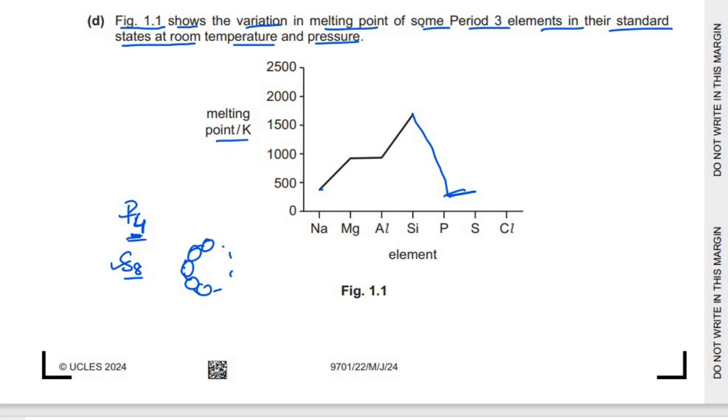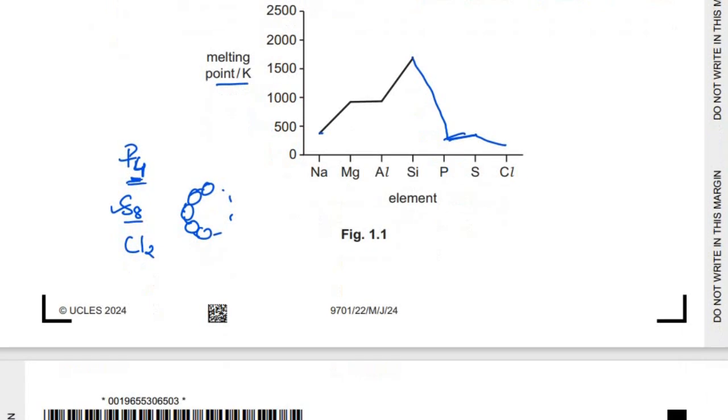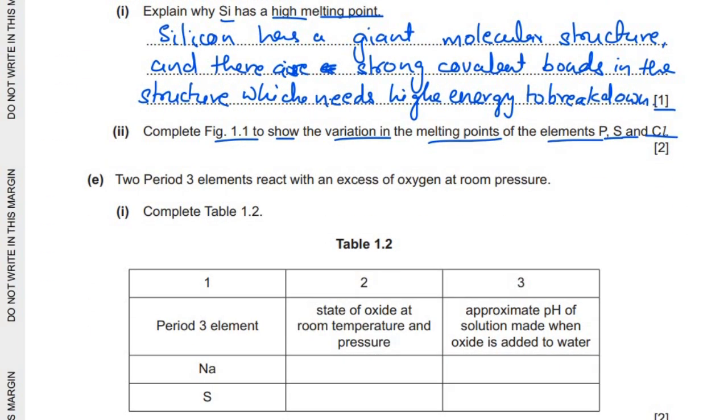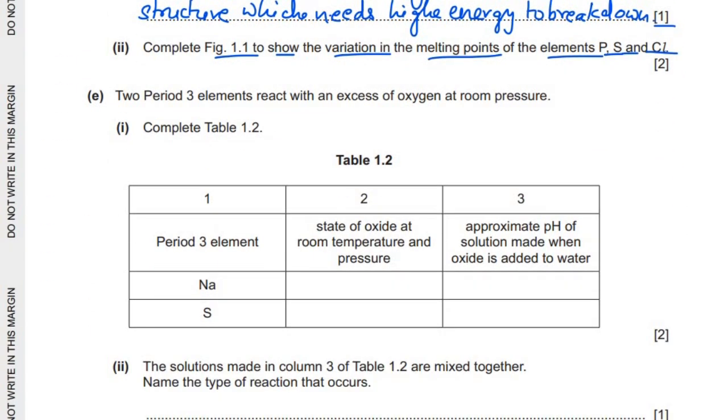But then chlorine exists only as Cl2, that is diatomic structure, which has a very low melting point. It exists as a gas at room temperature. So we can draw the line still going down. So this is how we are going to complete the graph of the melting point of the remaining elements in period 3. Now let's go ahead with the next question.